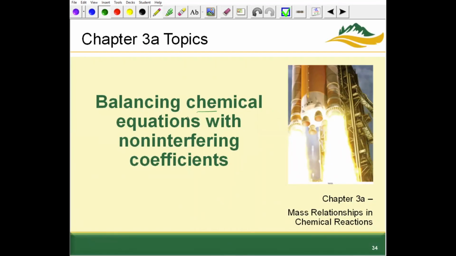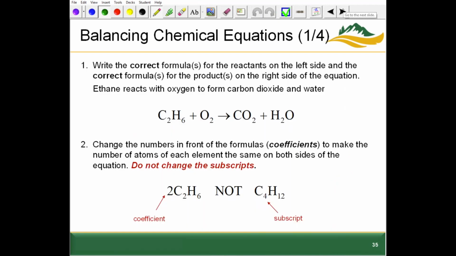So we're going to balance chemical equations with non-interfering coefficients. We'll also go through an example with interfering coefficients. To balance chemical equations, we're going to go through these specific steps. Step 1, we're going to write the correct formulas. So naming and writing formulas from chapter 2 is going to be crucial here in balancing equations and writing out equations. For example, we would need to know from the name carbon dioxide, we would need to write out the correct formula from the name.